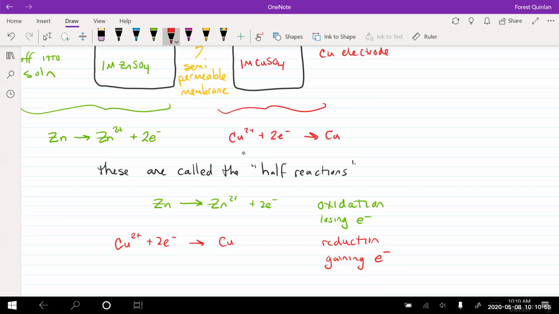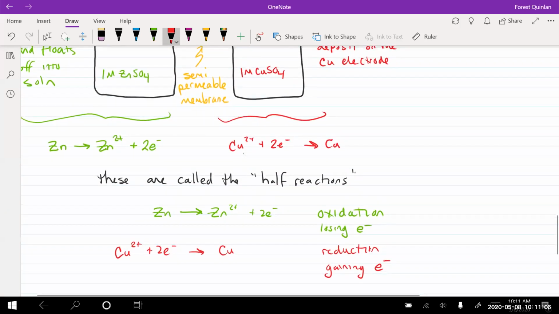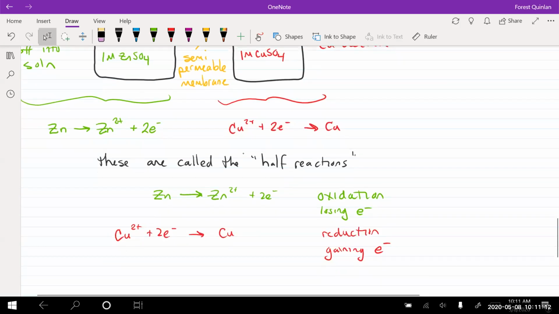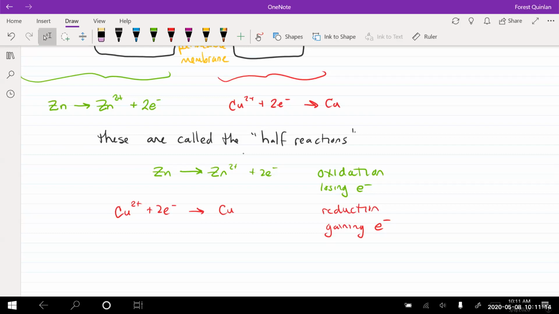So when we start doing these equations, we're going to break them up into their half reactions. We're going to break them up into their oxidation reaction and their reduction reaction. And one last thing to note, since we are here, we're going to put everything in one spot, and we'll keep doing this. This zinc, the oxidation here, the oxidation is the anode.